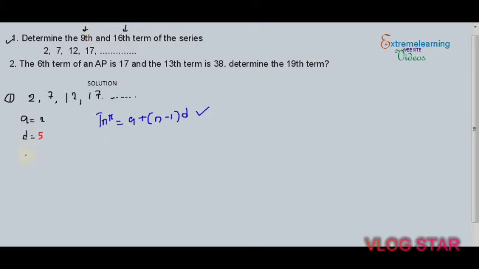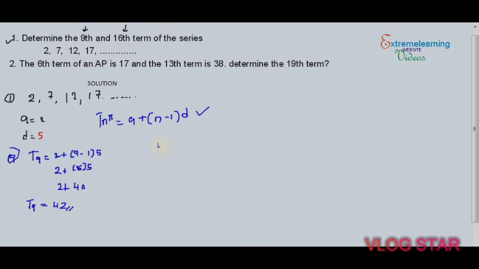Now the first one is T of 9, which is equal to the first term, 2, plus open bracket 9 minus 1, and the common difference is 5. So this is 2 plus 9 minus 1, which is 8, multiplied by 5. So 2 plus 8 times 5, which is 40. So T of 9 is equal to 42, and we're done with this one.